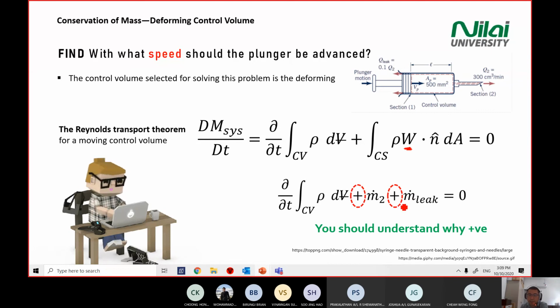Leak is also positive because it comes out from the control surface. If you have a system with liquid pumped in, then you have a negative there. But in this case, we don't have anything pumped in, only liquid coming out from this device. So you have a positive sign there.